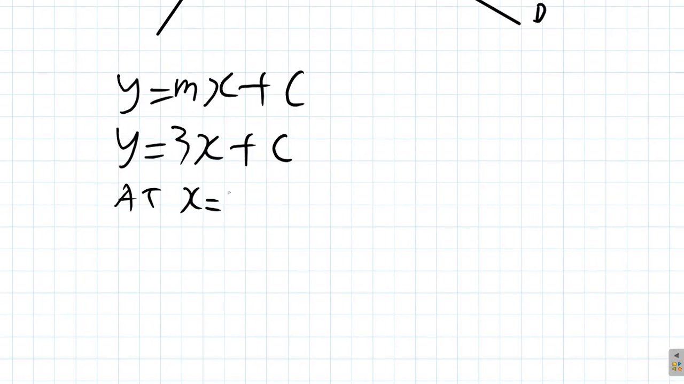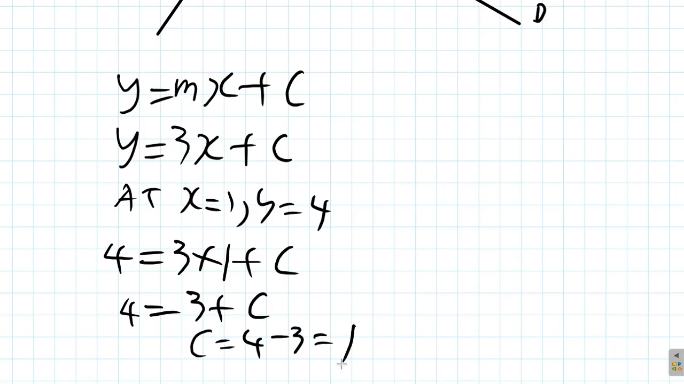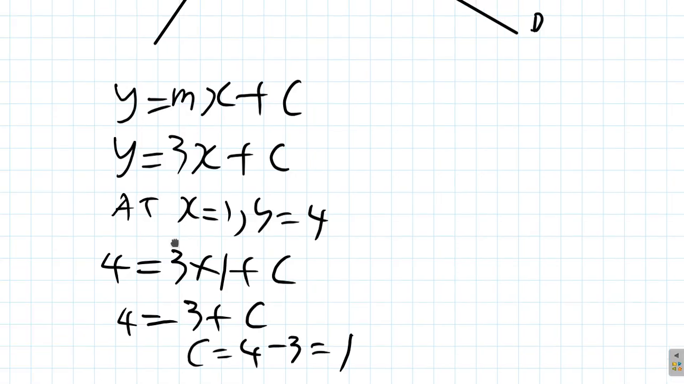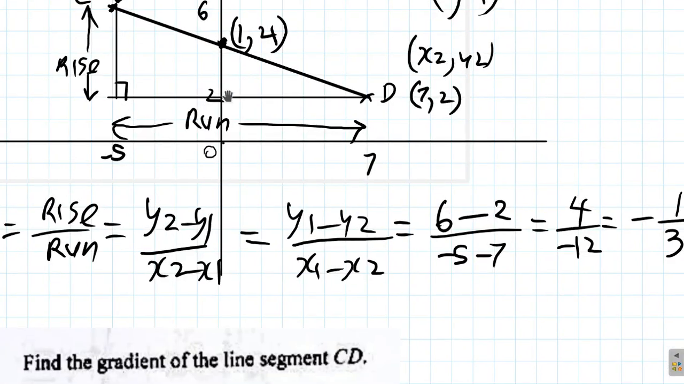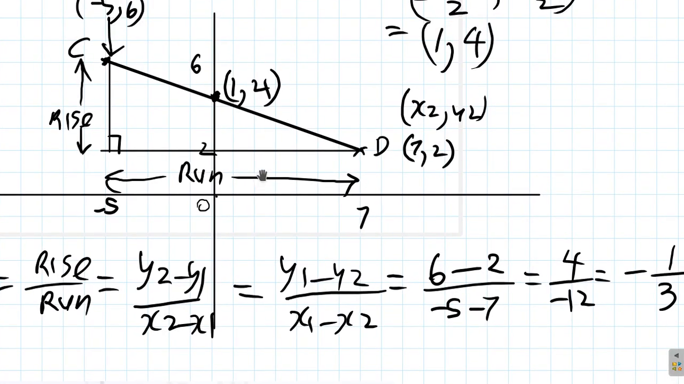At x equal 1 and y equal 4, y, which is 4, is equal to 3 times 1 plus c. So 4 is equal to 3 plus c. If we subtract, c is equal to 4 minus 3, which is 1. So it would intersect at 1, right? The y-axis. It would cut the y-axis at 1.